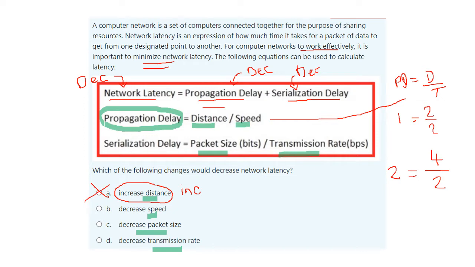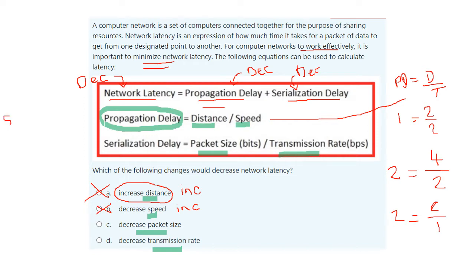B, how about decreasing the speed? Well, instead of 2 over 2, let's have 2 over 1. 2 over 1 is 2. So decreasing the speed would also increase the propagation delay.